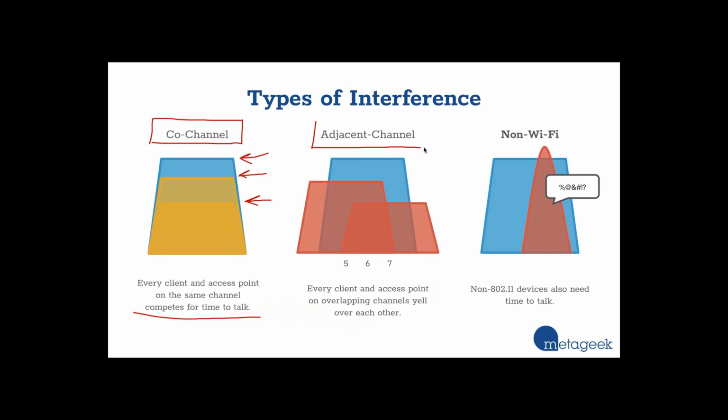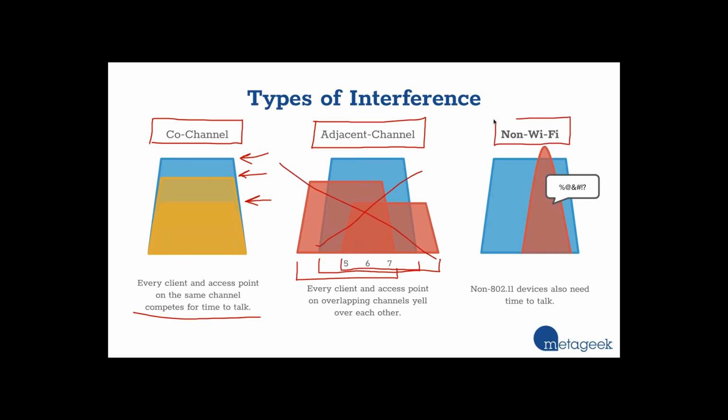The next type of interference is adjacent channel interference. Now, let's say, for example, we've got an access point on channel 5, and we've got an access point on channel 6, and we've got another access point on channel 7. All 3 of those networks and all of the devices connected to them, instead of politely taking turns talking like at a dinner table, they're just going to yell and scream over each other, which is going to cause them to interrupt each other, which is going to cause retransmissions, which is going to make things even busier. Adjacent channel interference is bad, bad, bad. We want to avoid it at all costs, and that's why we always use channels 1, 6, and 11.